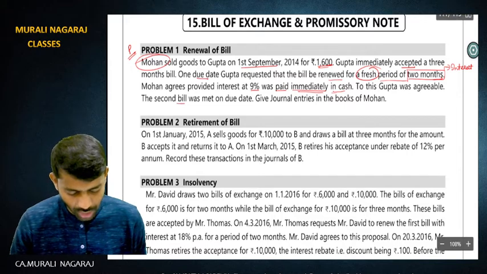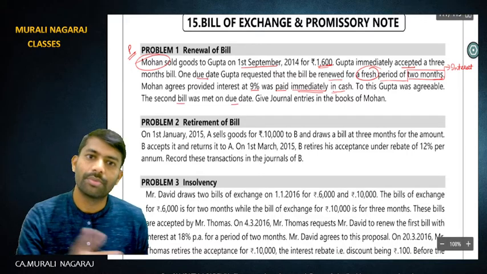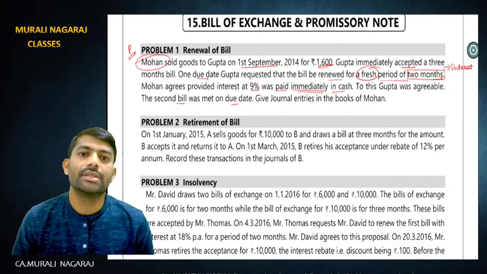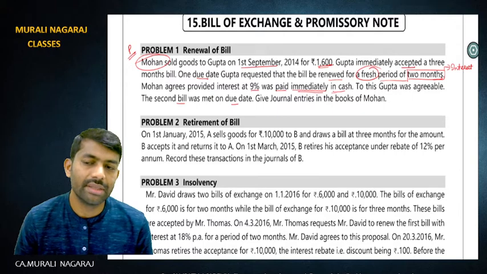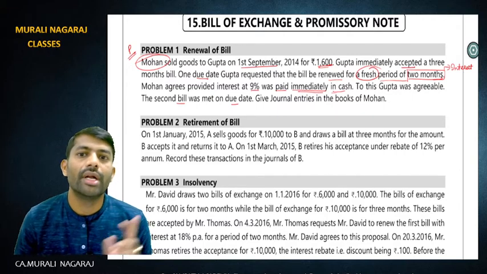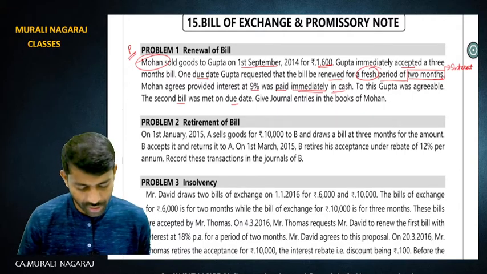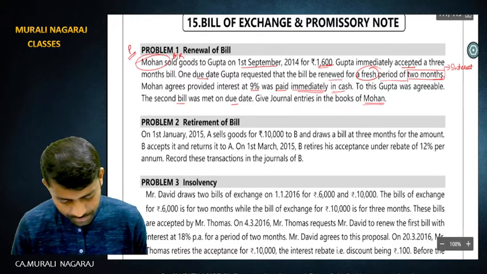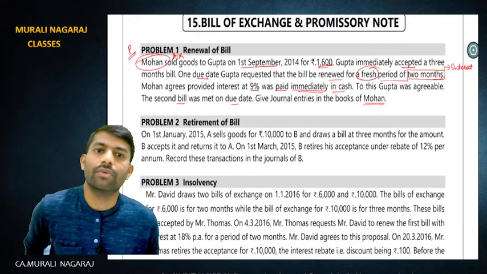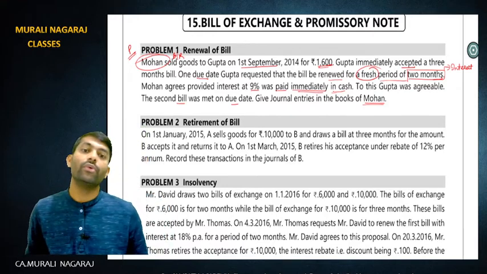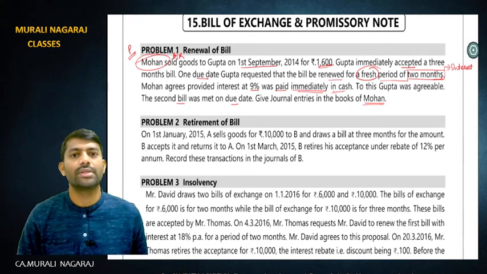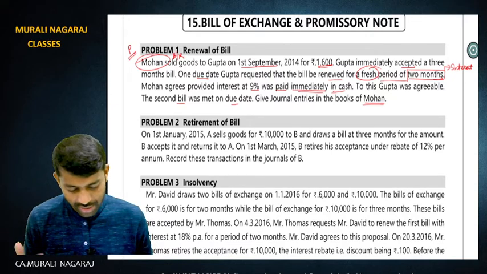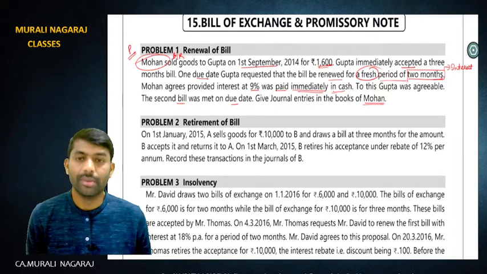The second bill was met on due date. So after 2 months plus 3 days, it will be met. For the first bill, since it is not honored and he is asking for an extension, the grace days concept will not apply. Now, give general entries in the books of Mohan. For Mohan, it is bills receivable. For Gupta, it is bills payable. We are in the books of Mohan, who has received the acceptance, so for us it is a bills receivable asset. From 1st September, 3 months, and thereafter 2 months. So this was the concept.